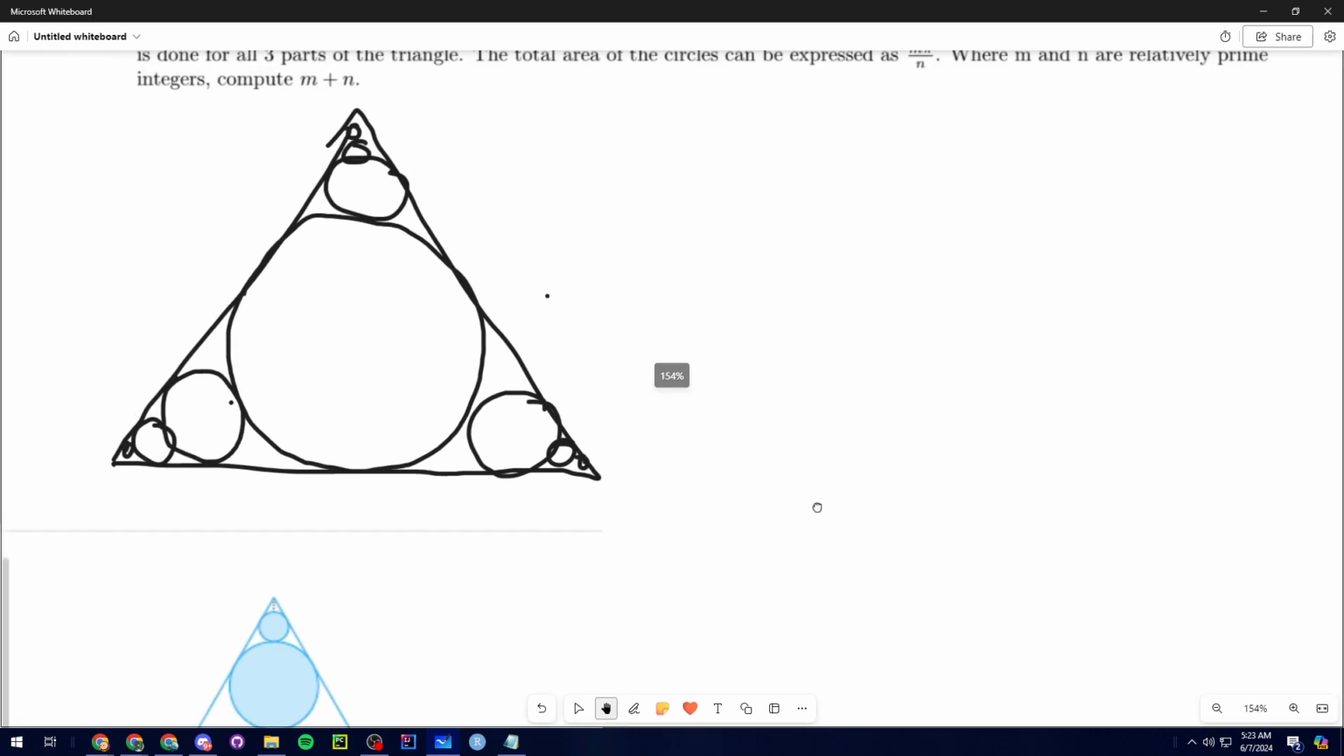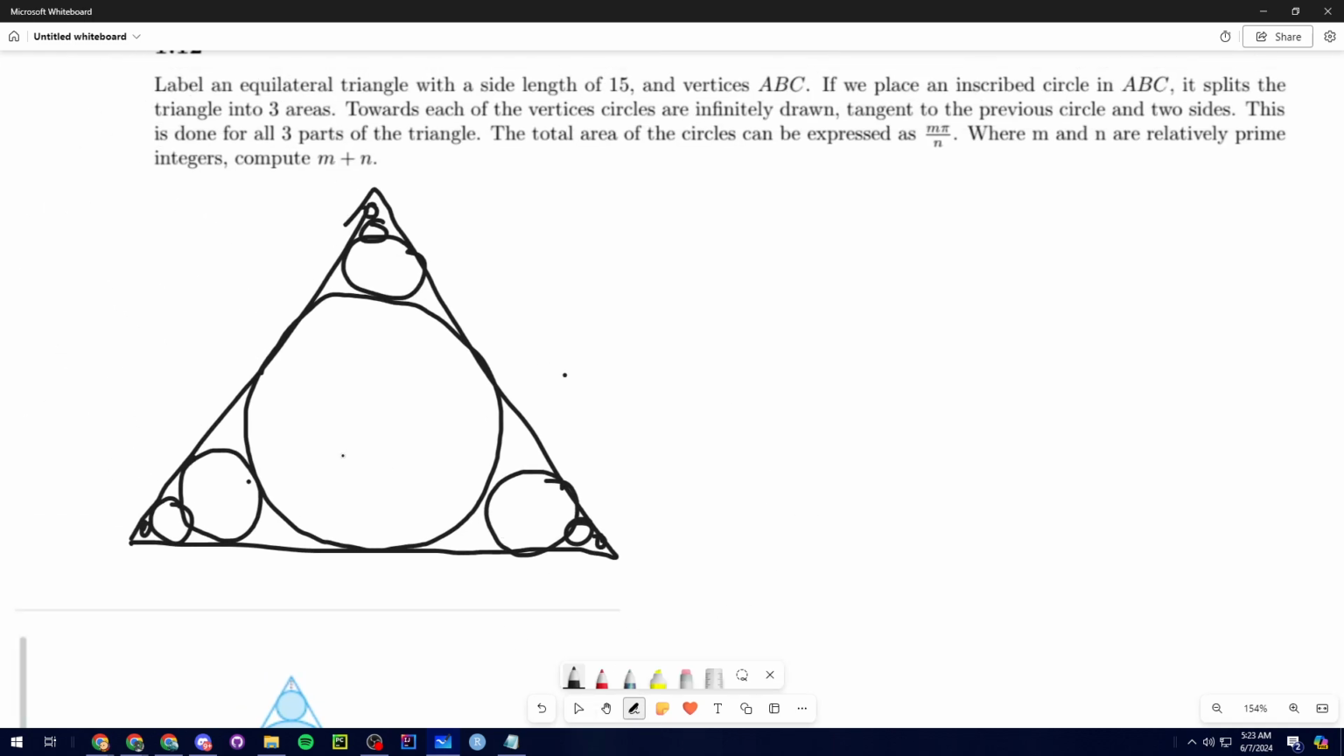Now I'm going to make another step, and this is a strategy that's used a lot in diamond geometry problems. You have a side length of 15, but I'm going to hold off on that. I don't want to use 15 yet. Why? Because I need to figure out ratios. Why do I need ratios? Because there's an infinite amount of circles.